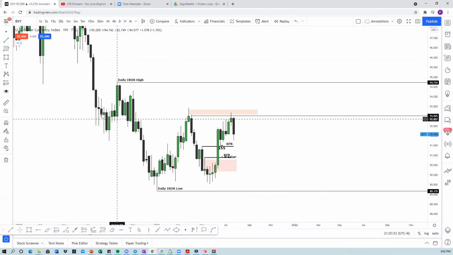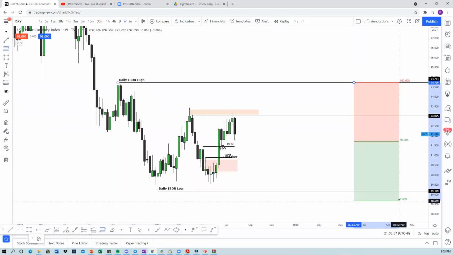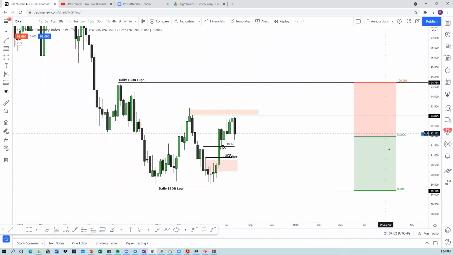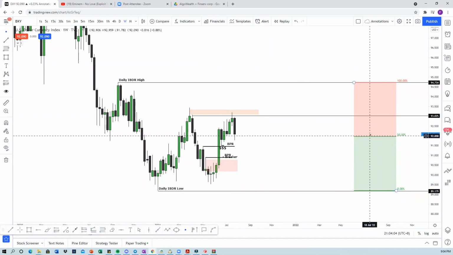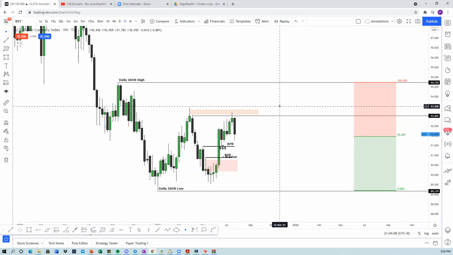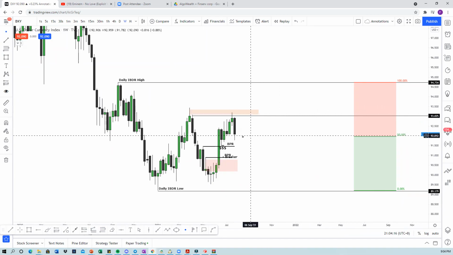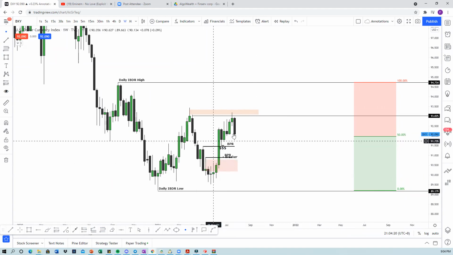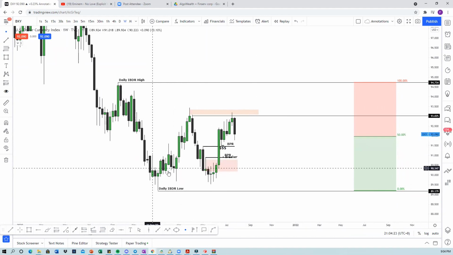Weekly, we have the daily IBDR high remains as it is. We have premium discount. Price is trading inside equilibrium at the moment. So if it's trading at equilibrium at the moment, then we should see price trying to go to a discount PDRA and then go higher. So keeping all this as it is, what can we see?